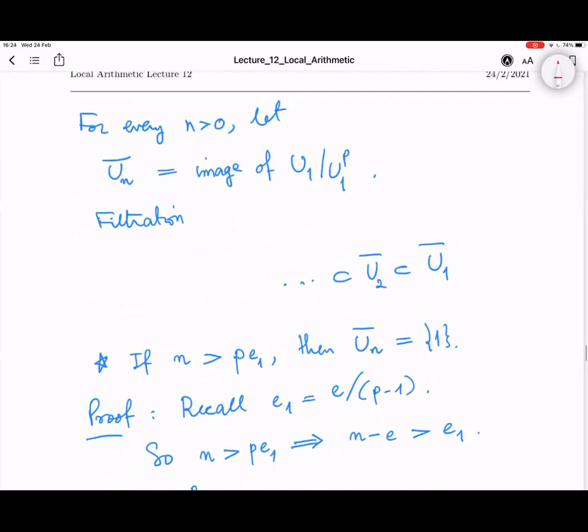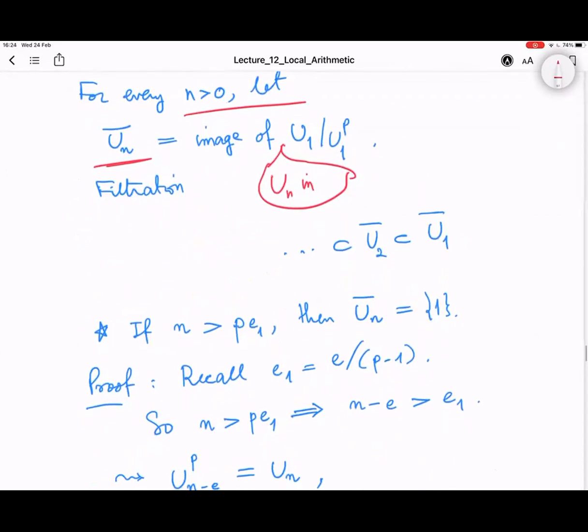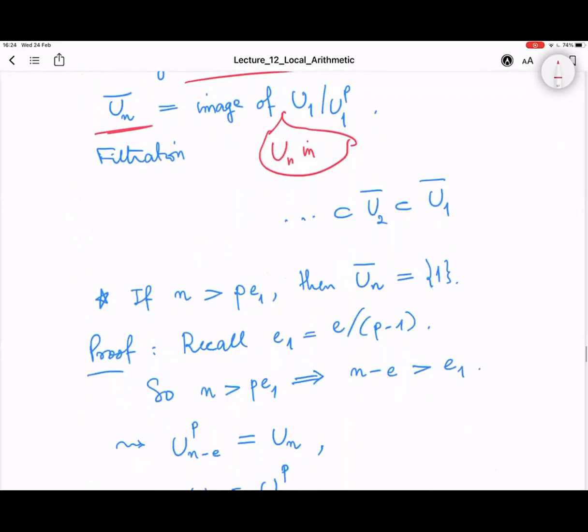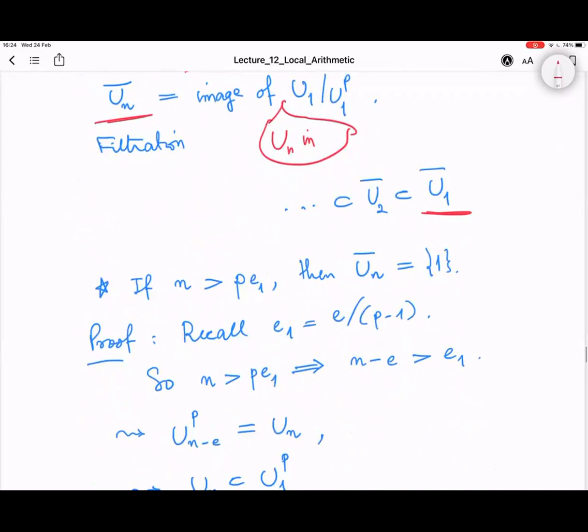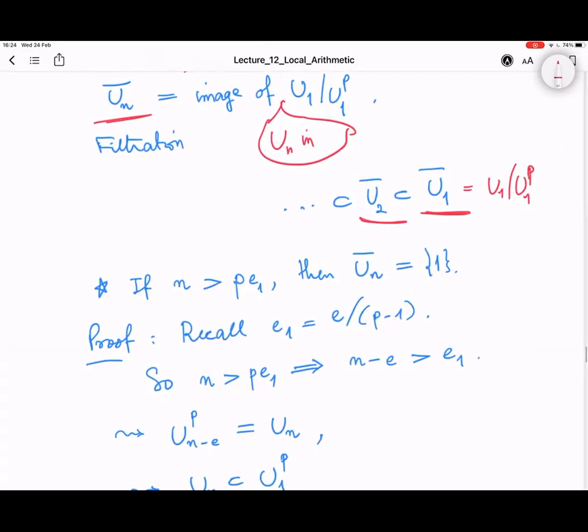So let us denote by U_N bar the image of U_N in this quotient. That's U_N bar. So you have a filtration of U_1 bar. U_1 bar is, of course, U_1 modulo U_1 to the power p, but it has a subspace which is U_2 modulo the intersection of U_2 with U_1 to the power p, and so on, right?